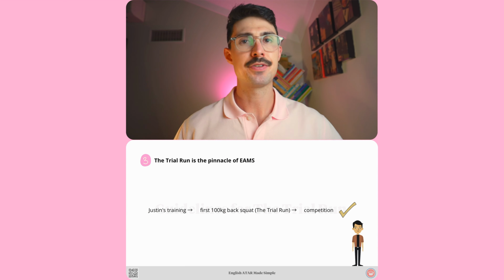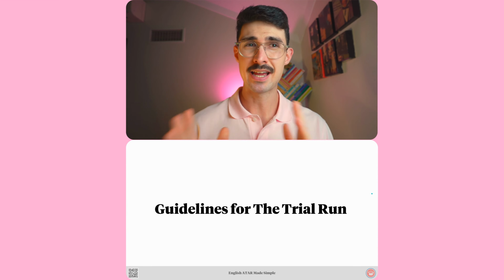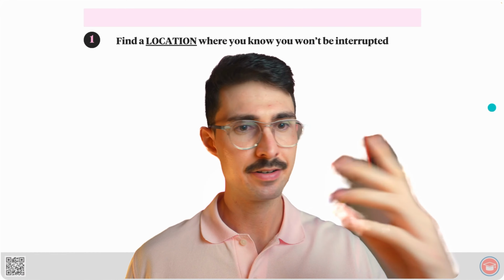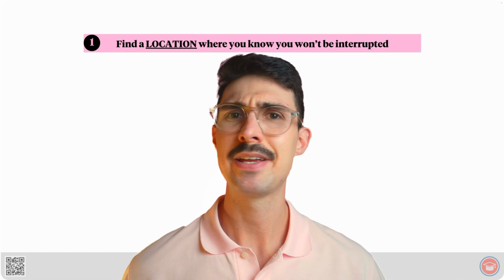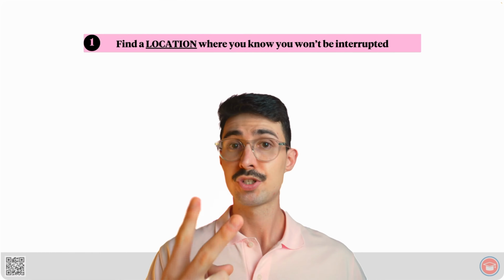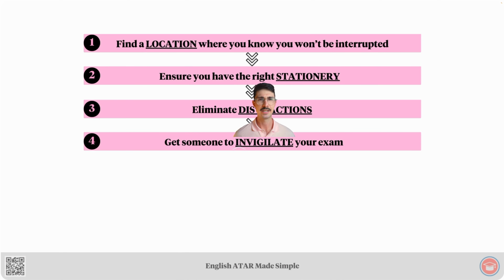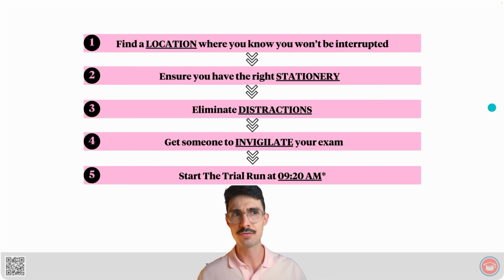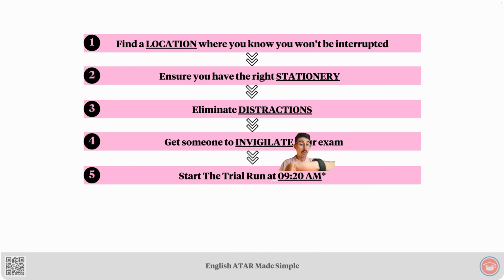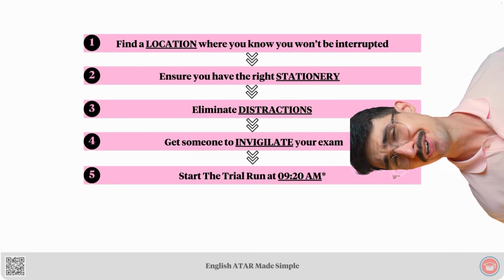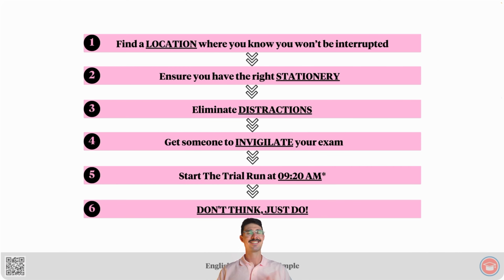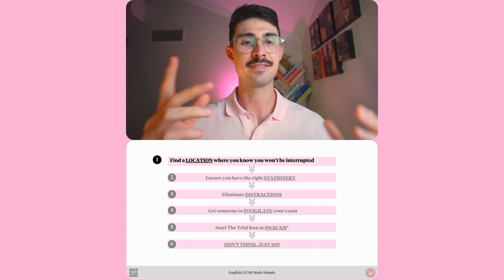Guidelines for the trial run, which are very applicable to actually completing the exam. Guideline number 1, find a location where you won't be interrupted. Location. 2, ensure you have the right stationery. Stationery. 3, eliminate distractions. Distractions. 4, get someone to invigilate your exam. Invigilate. 5, start the trial run at 9:20 a.m. Oh yes, 9:20 a.m. 6th and final step, arguably the most important. Don't think, just do.